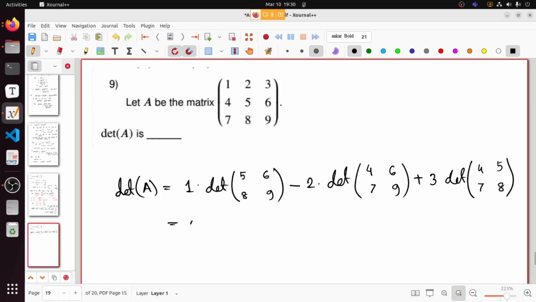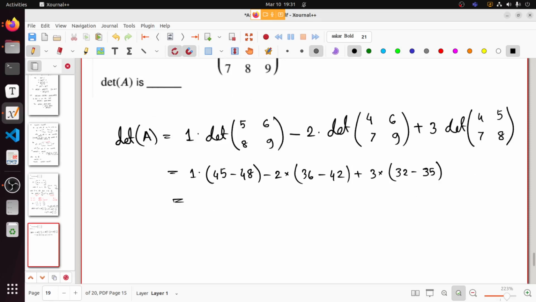So now compute it, 1 into determinant. What is the determinant for 2 cross 2? You know, cross multiply, 5 into 9 minus 8 into 6. So this is 45 minus 48, minus 2 into 36 minus 42, plus 3 into 32 minus 35. Let's compute it. It is minus 3.